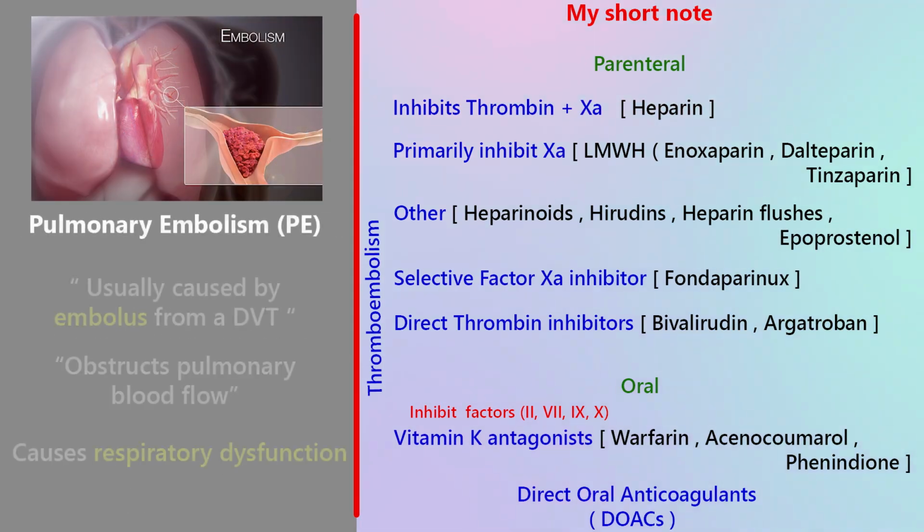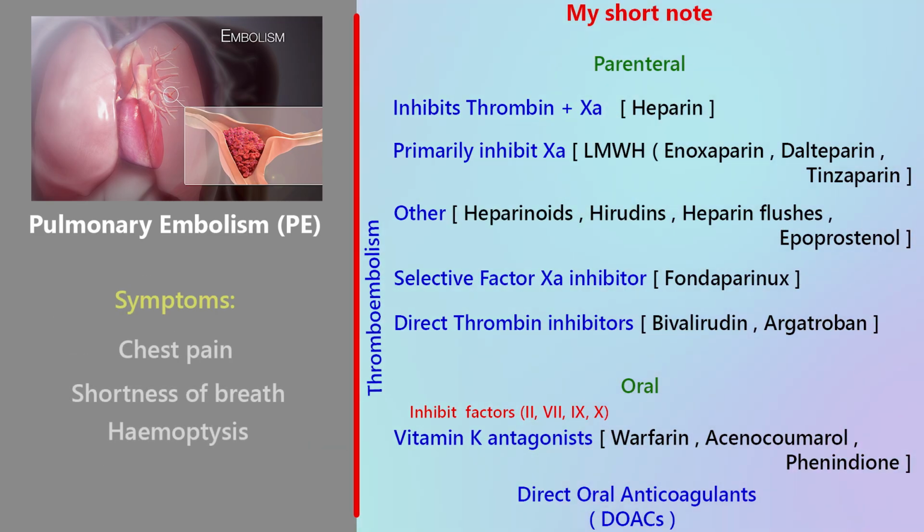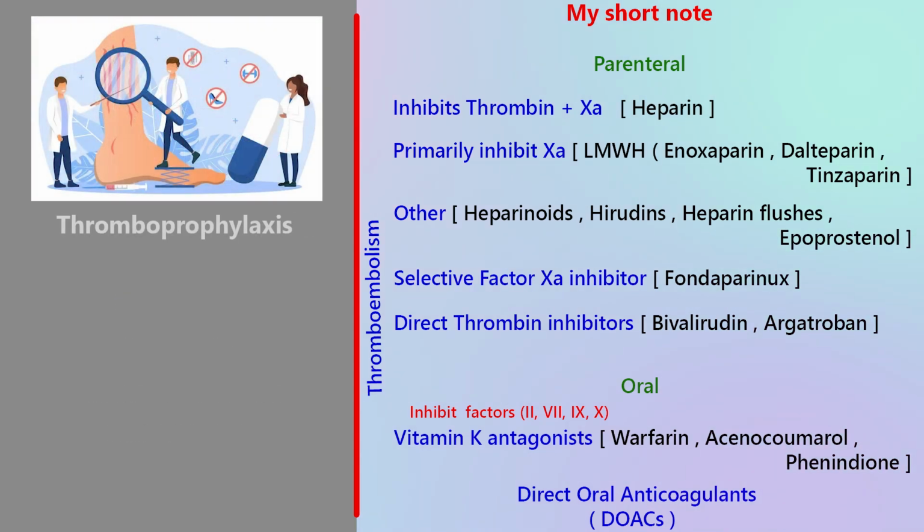Now here's the danger. A DVT can break free. It can travel. And when it reaches the lungs, it becomes a pulmonary embolism. Pulmonary embolism blocks pulmonary blood flow. Gas exchange fails. The patient struggles to breathe. They may present with chest pain, shortness of breath, and sometimes hemoptysis. And in severe cases, collapse, shock, hypotension, tachycardia. If PE causes hemodynamic instability, there is no debate. Immediate hospital admission. Emergency.